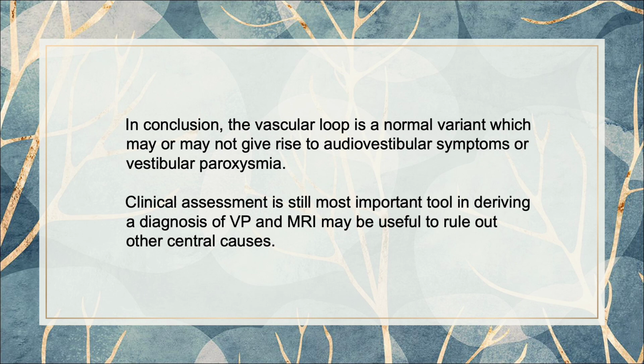In conclusion, the vascular loop is a normal variant, which may or may not give rise to audiovestibular symptoms or vestibular paroxysmia. Clinical assessment is still the most important tool in deriving a diagnosis of vestibular paroxysmia, and MRI may be useful to rule out other central causes.